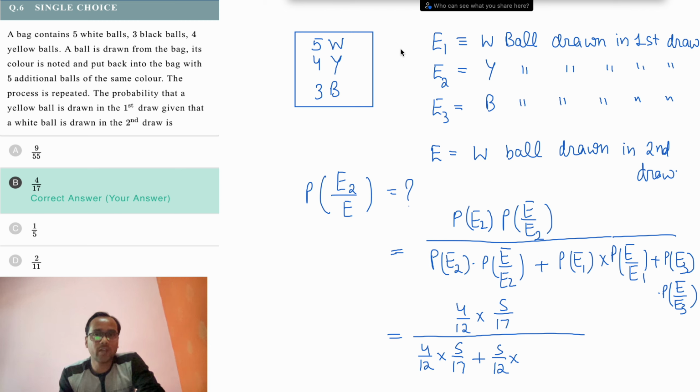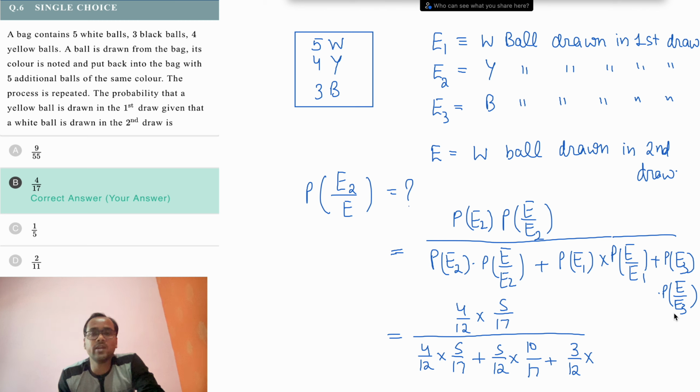So if the first draw gave you a white ball, we will add 5 balls here. That means a total of 17 balls will be there. Now white balls will be 10, so 10 by 17. Similarly, probability of E3 means probability of a black ball, that is 3 by 12 in the first draw.